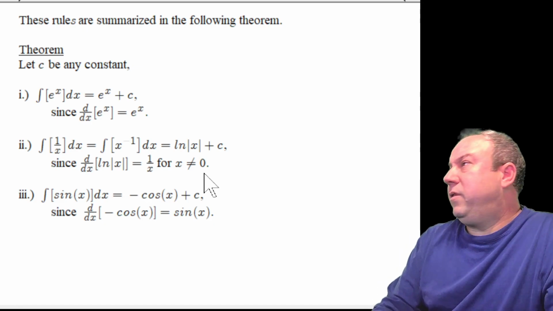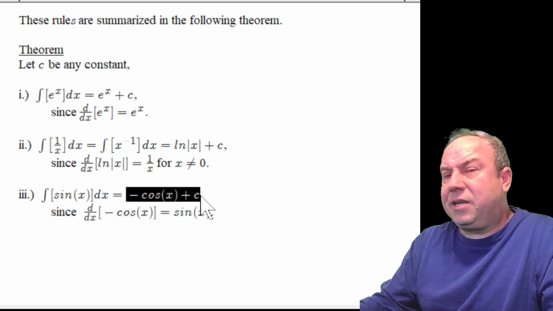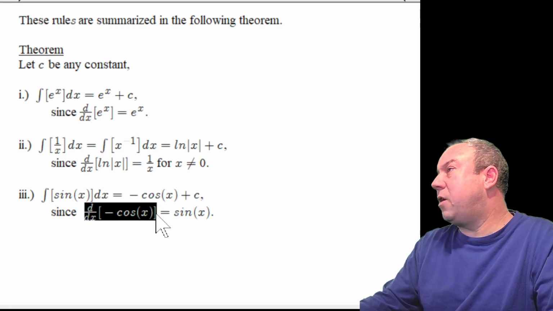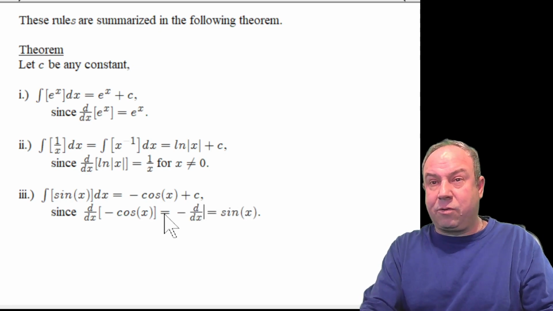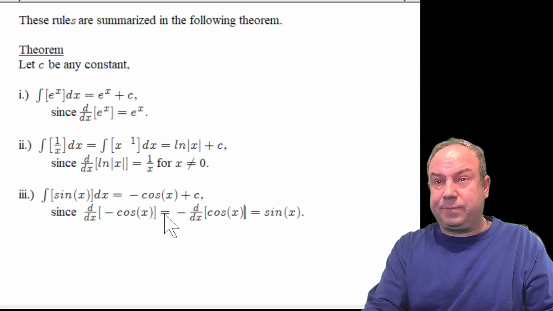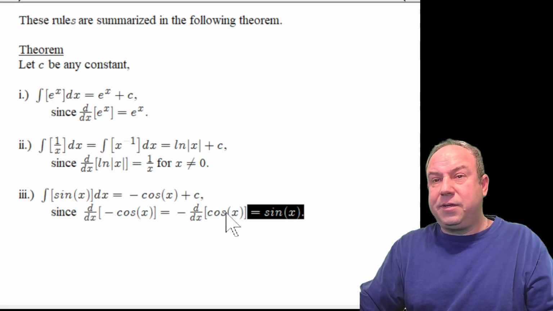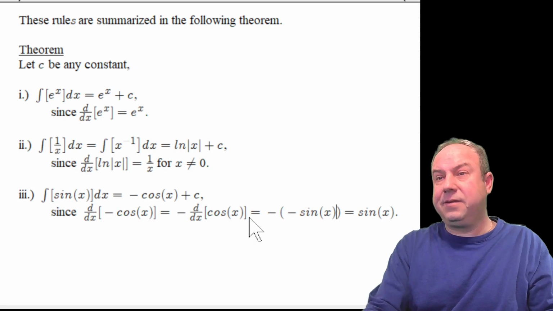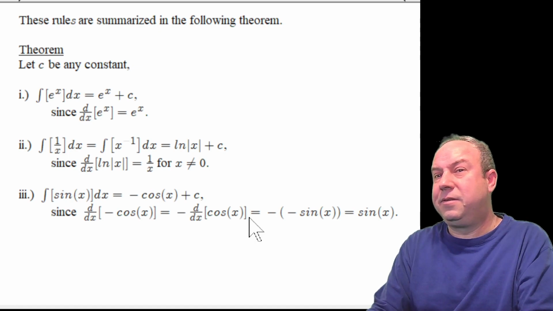Third rule: the antiderivative of sine x. The antiderivative of sine x is actually opposite cosine x. The reason for that is because the derivative of the opposite of the cosine x is equal to the opposite of the derivative of the cosine x, which is equal to the opposite of the sine x, which in the end yields the sine of x.